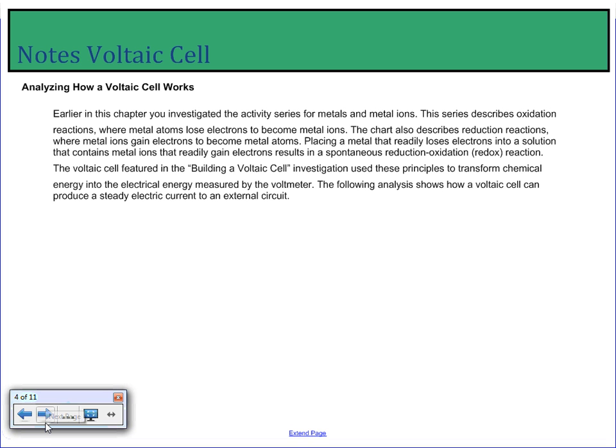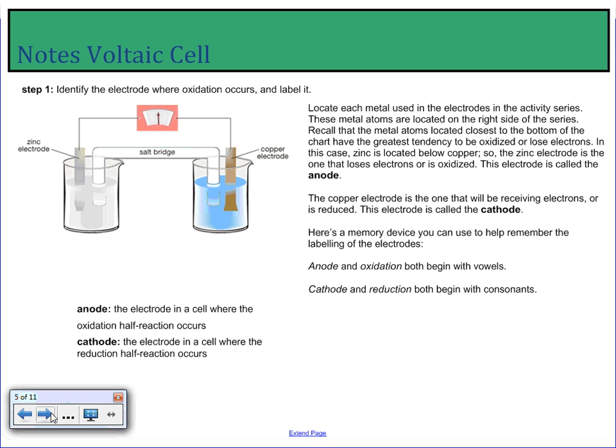The following analysis shows how a voltaic cell can produce a steady electric current to an external circuit. Step 1, we need to identify the electrode where the oxidization occurs and label it. An anode is an electrode in a cell where the oxidization half of the reaction occurs, and the cathode is the electrode in the cell where the reduction half of the reaction occurs.